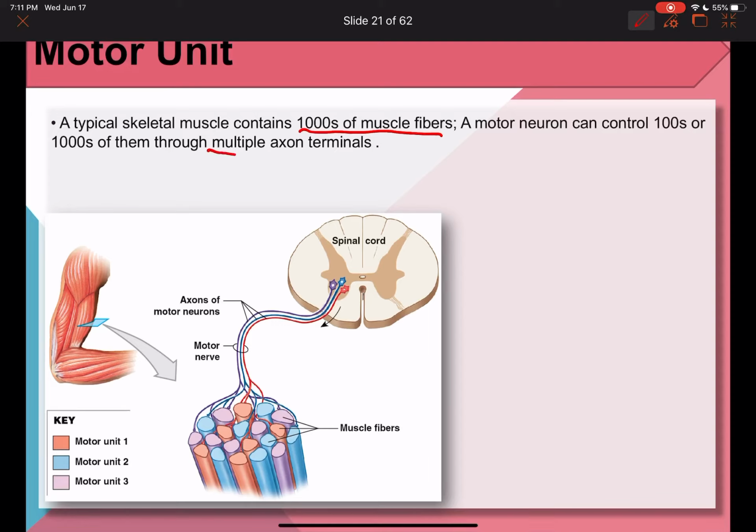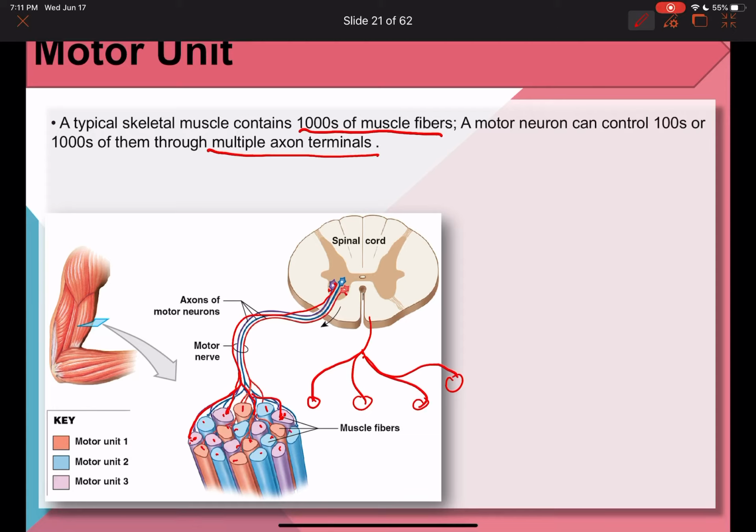So multiple axon terminals can go out. For example, you see this purple neuron here going from the spinal cord to your muscle fiber. One axon terminal goes here, another axon terminal goes there, okay? So all of these purple muscle fibers are innervated by that one purple neuron. Same thing for the blue neuron. The blue neuron has different axon terminals, and these axon terminals can be sitting on different muscle fibers, all the blue ones here, and then the red neuron is controlling all the red ones here, okay?